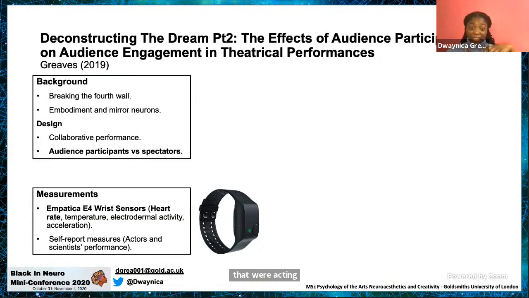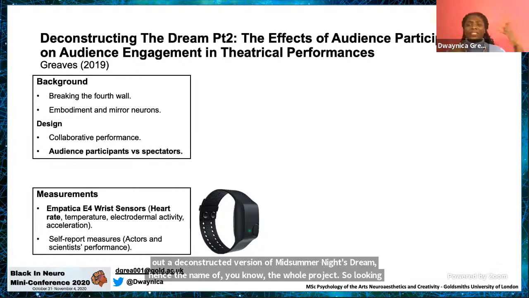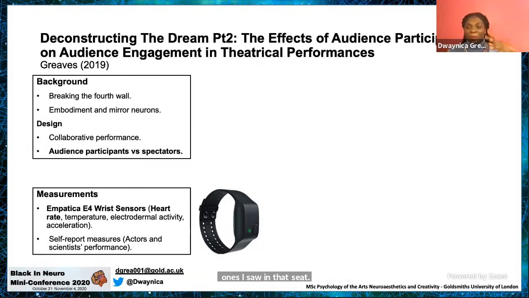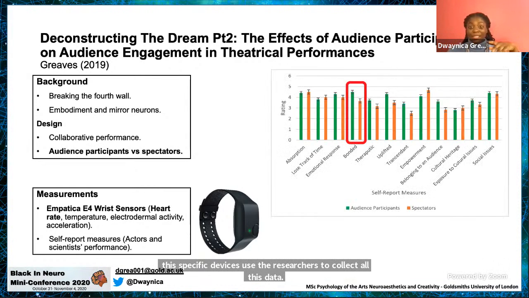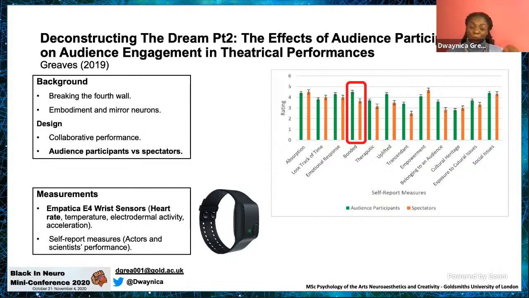As you can see, the data that it collects, but I focused on heart rate. And I also collected self-report measures as well, because for me, coming from that psychology background, it's really important to see what the audience members are thinking about as well. So if you press next, you'll see that we didn't actually find an effect of participation on heart rate, but we did find an effect in the self-report measures.